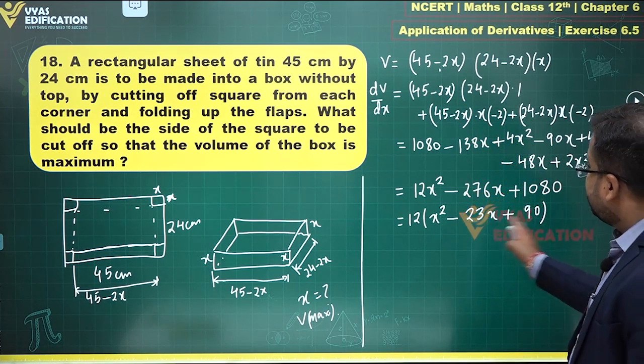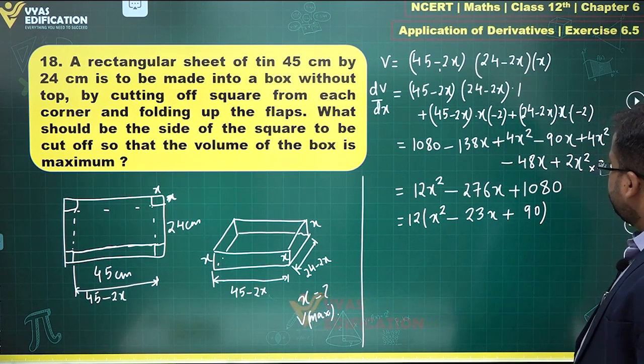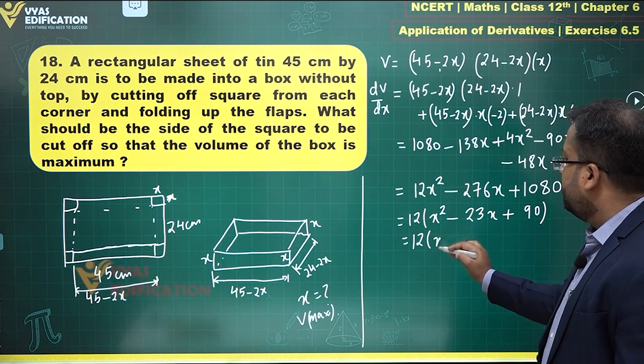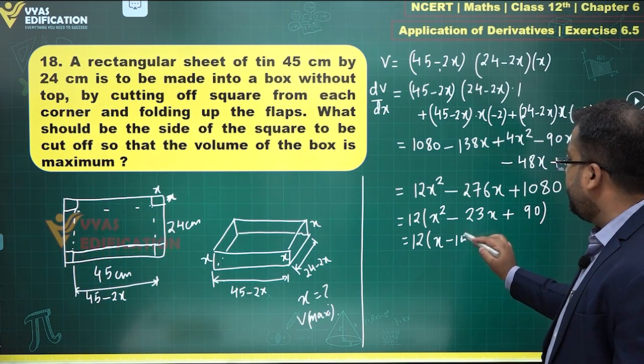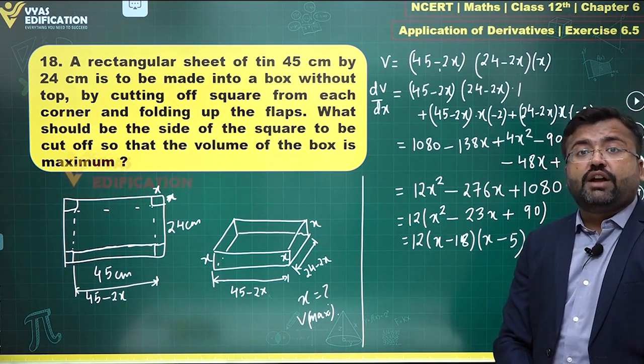Can we factorize this and see where that takes us? So this is 18 times 5, and this is 18 and 5. This is 12, okay. This is x minus 18, x minus 5. Okay, this is what is required.